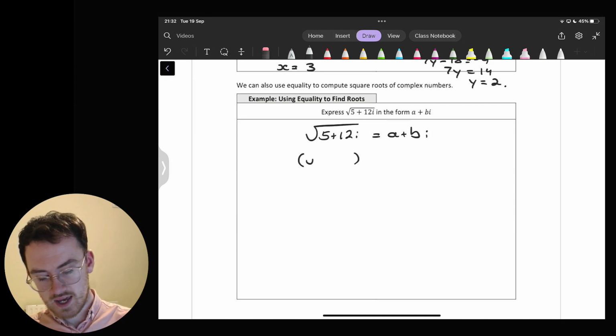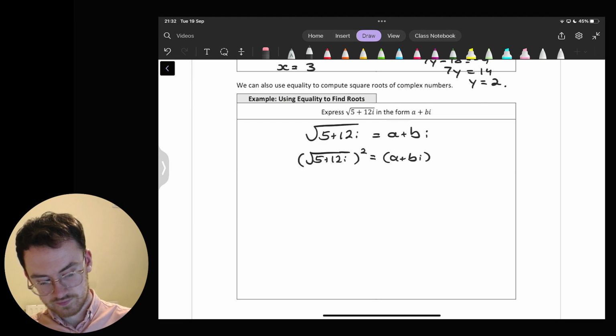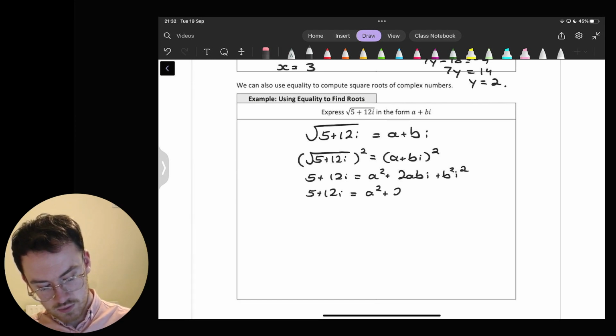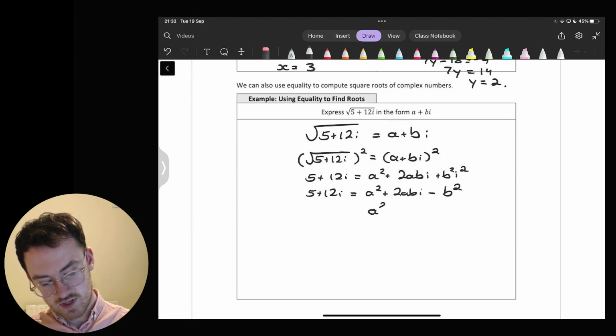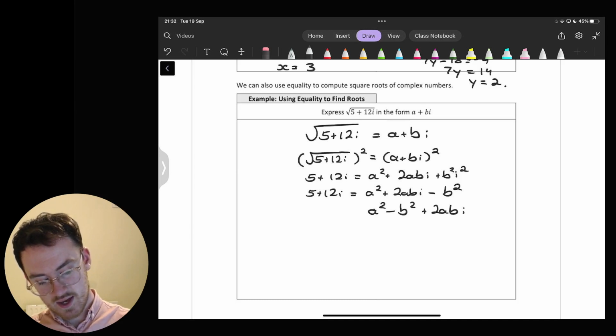So let's try and square this left-hand side here to eliminate that square root. That's going to give me 5 plus 12i. It's going to give me a squared plus 2abi plus b squared i squared, not forgetting the i part there as well. We get a squared plus 2abi minus b squared, and we can straighten up the right hand side as a squared minus b squared plus 2abi, and on the left hand side 5 plus 12i.